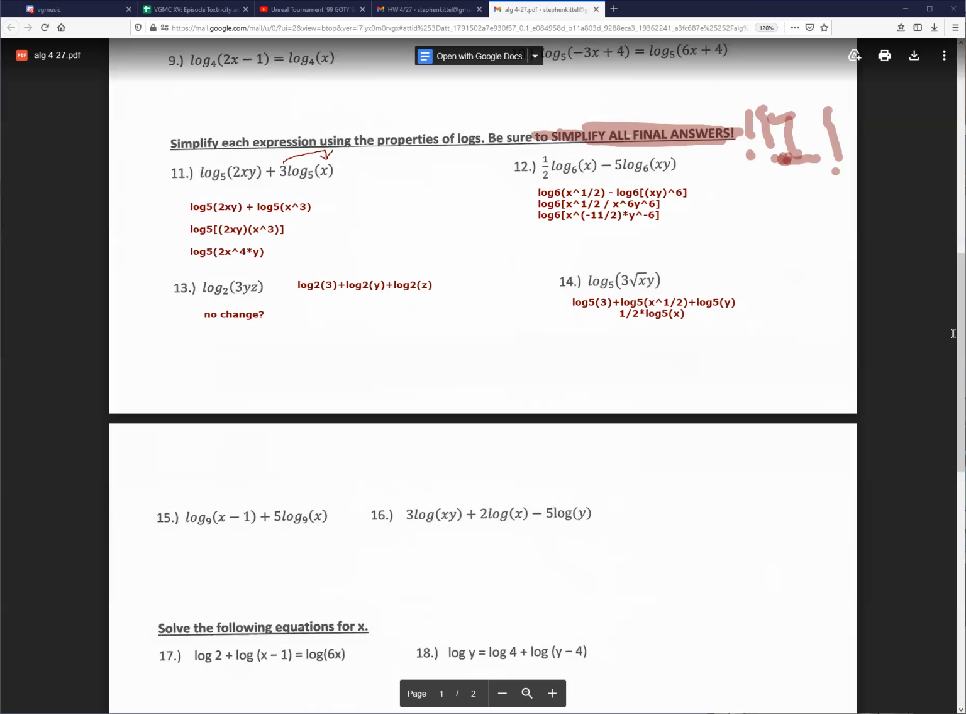So that's gross. Okay, let's hit 15 and 16 since we can see them. So 15, we've got a coefficient we should take care of first of all. So let's bring the coefficient inside. And then we will use the sum property to say this is x to the 5th times x minus 1, which arguably you could distribute. I don't know that that's better, but you can do it.